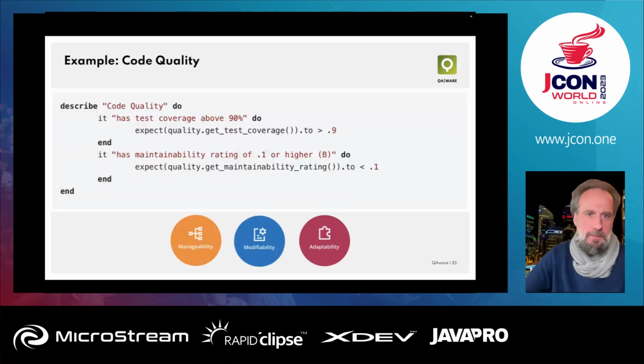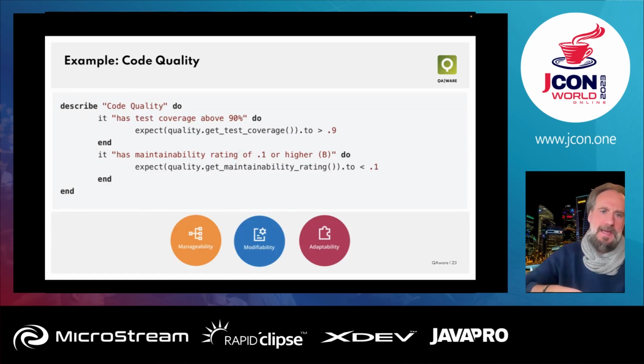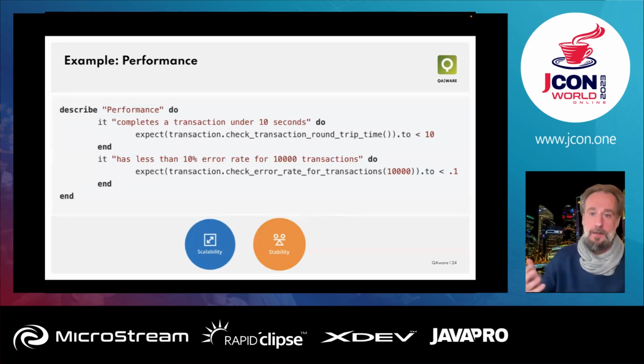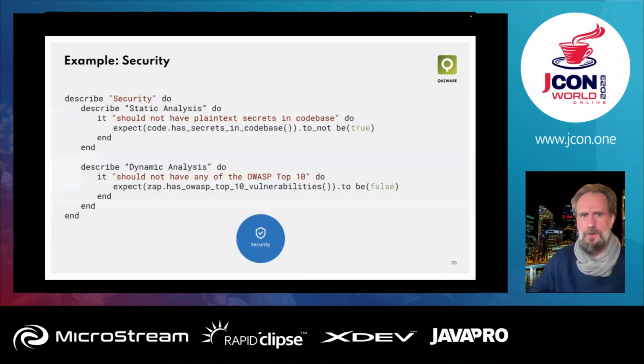This is what code quality might look like. I expect that my test coverage is above 90%. Or the maintainability rating I have in Sonar is below 0.1, or a higher B. Maybe performance: if you do performance tests regularly, then each time you run the performance test, you can continuously check, is my transaction round trip time below 10 seconds? Or do I have a low error rate? It's always kind of the same thing. This is now in a Ruby syntax, but you could use any behavior-driven framework you like.